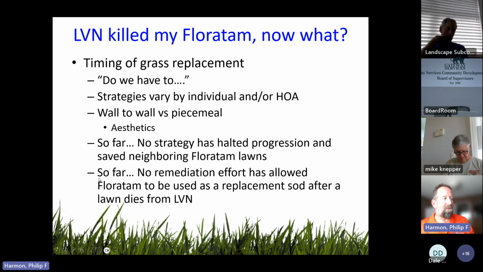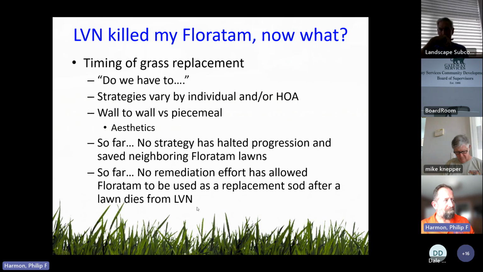No remediation effort has allowed Floratam to be used after Floratam has died. We haven't been able to remove soil, spray the soil or sanitize the soil with anything. The virus, remember, doesn't survive in the soil. It survives in turf and weeds. And so when we get this disease, we can't go back to Floratam. Even years later, Floratam put back in here has failed. When it's done accidentally or on purpose, it has not resulted in a positive outcome.